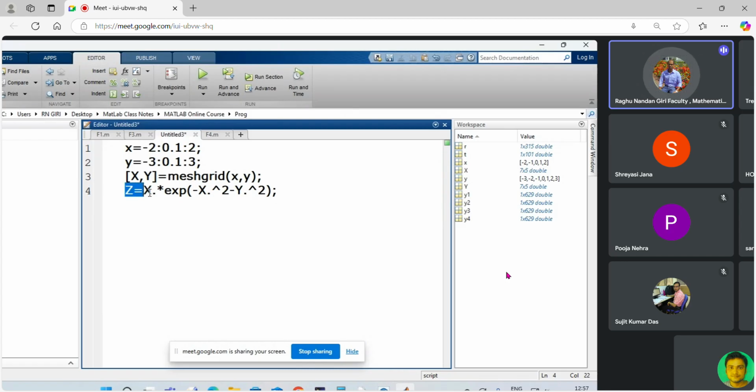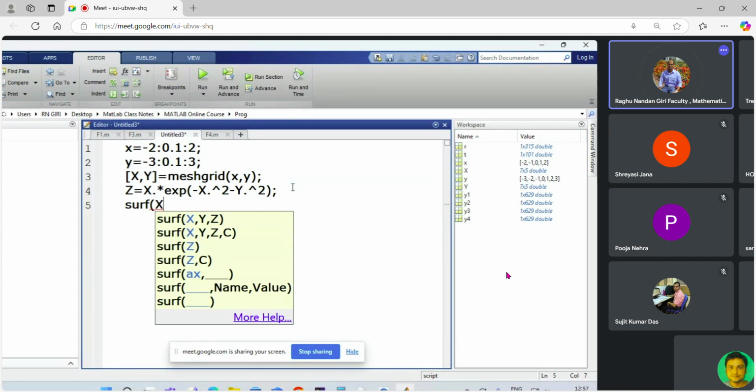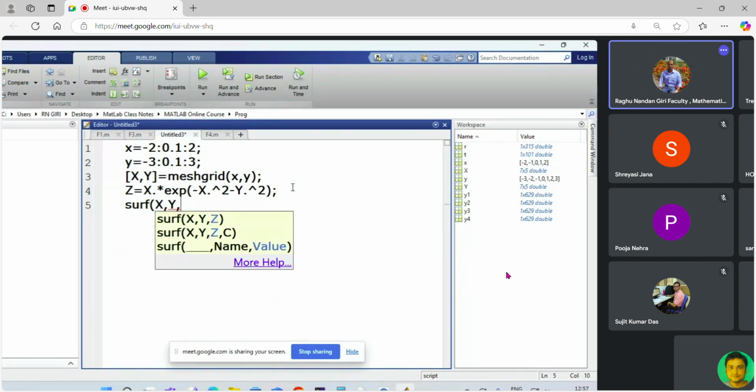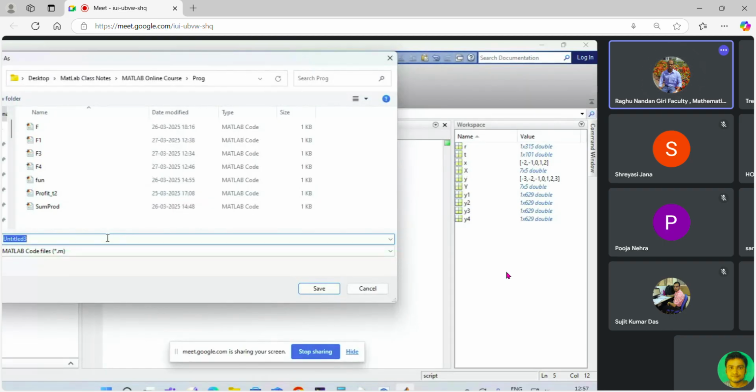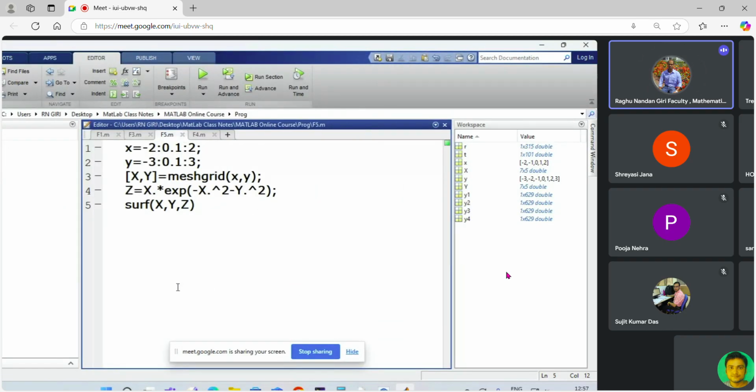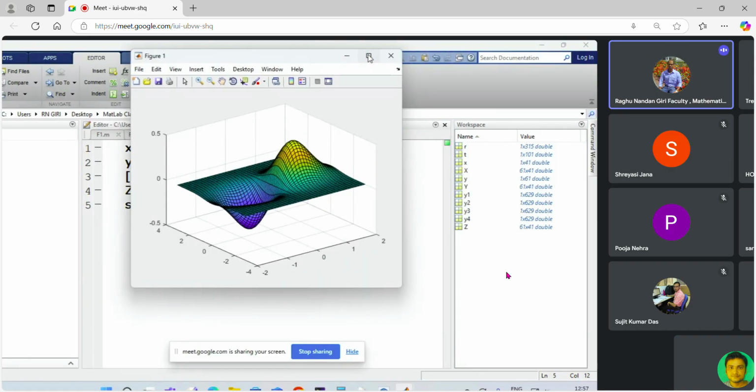So this way we get the z matrix. Then there is a function surf, surf x comma y comma z, that is x, y, z. Okay. Now we save it, F5, save it, F5, run it.